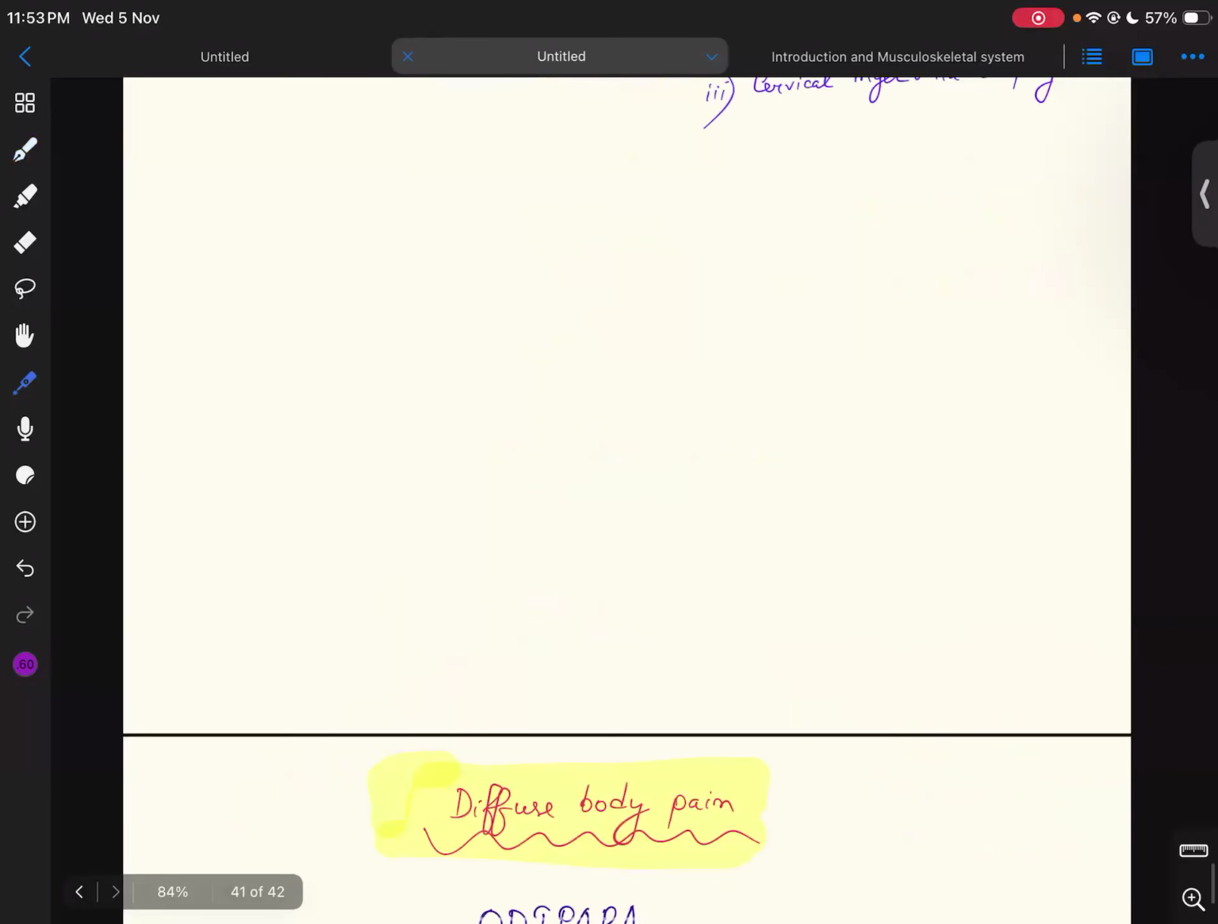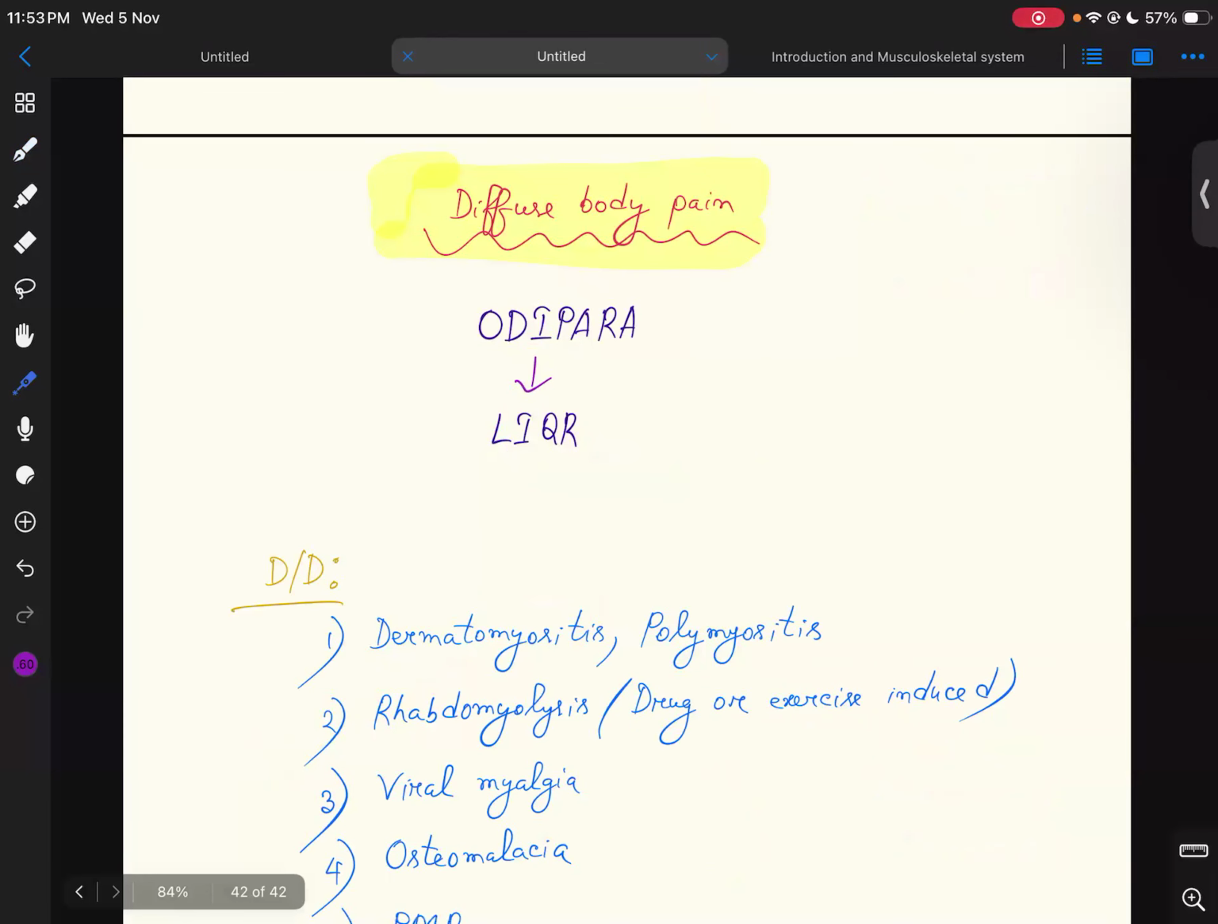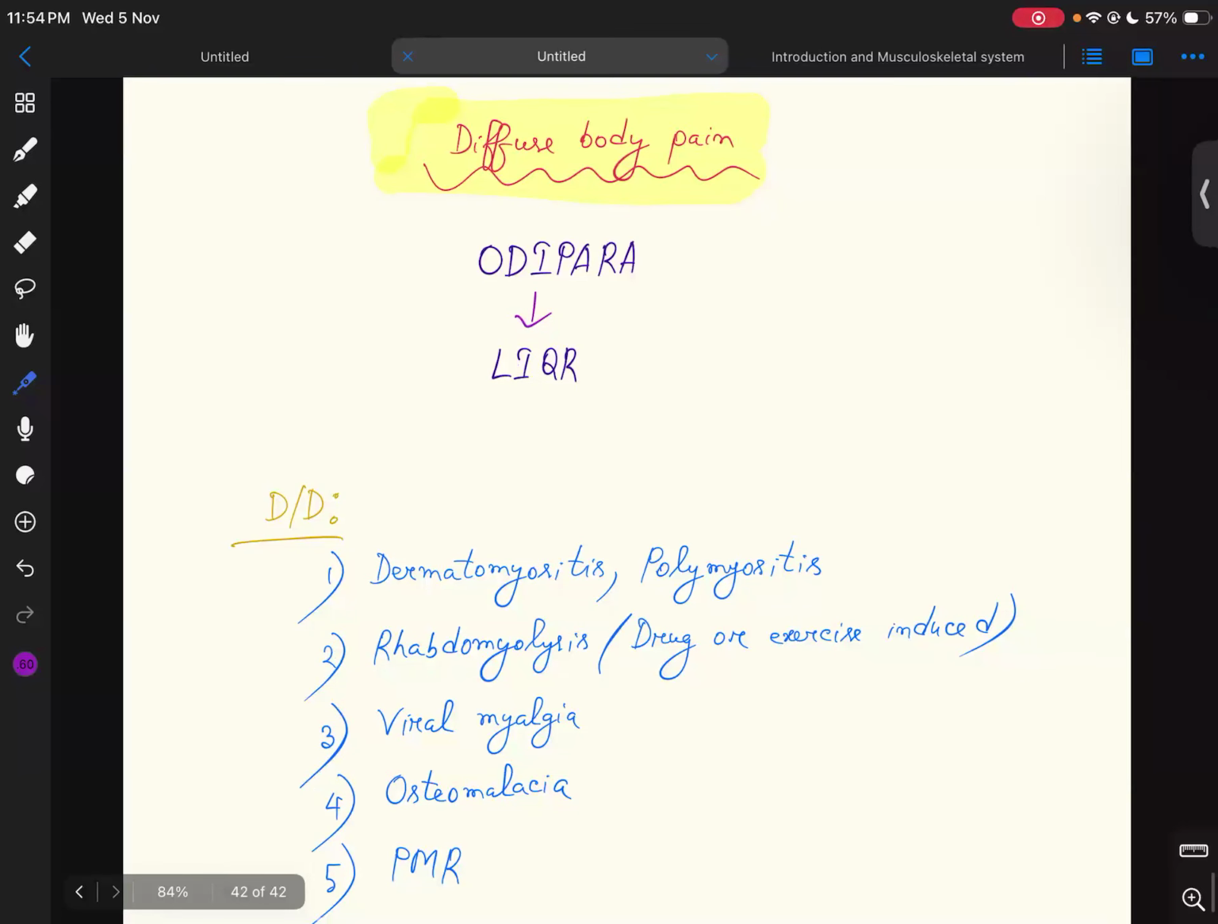Okay. The last prompt of today's session is diffuse body pain. This is also a less important prompt that has come up till now. I have found it 2 times. So after analyzing the symptom Odipara and Licor, we have to directly go to the differential diagnosis.